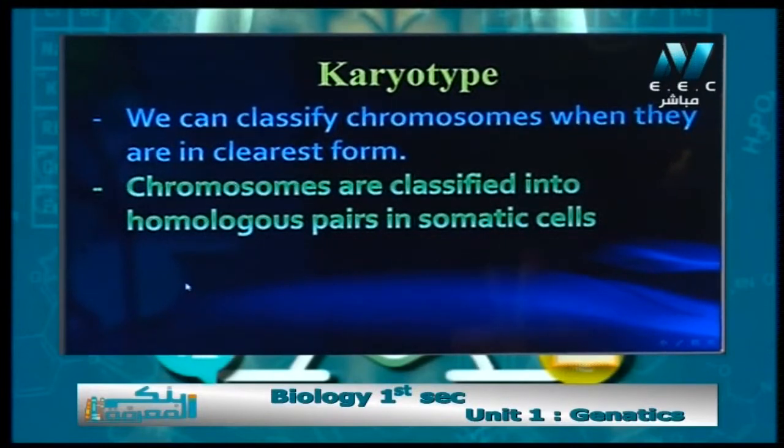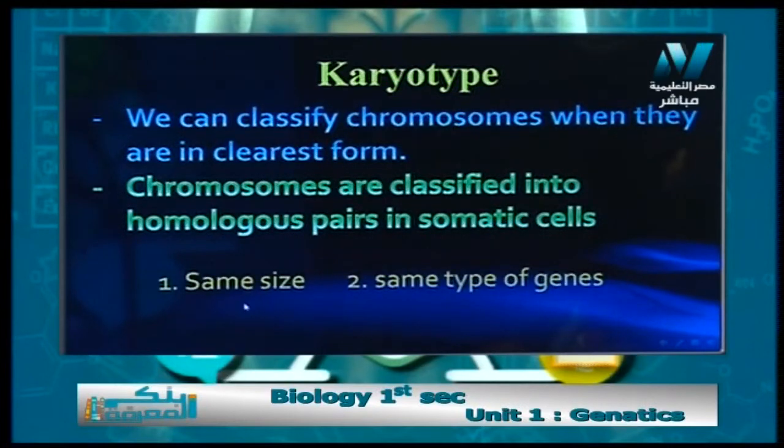Karyotype: we can classify chromosomes when they are in a clear form. Chromosomes are classified into homologous pairs in somatic cells. We studied somatic cells. Somatic cells mean body cells. What about homologous pairs? Homologous pairs are chromosomes that carry the same type of genes and have the same size.